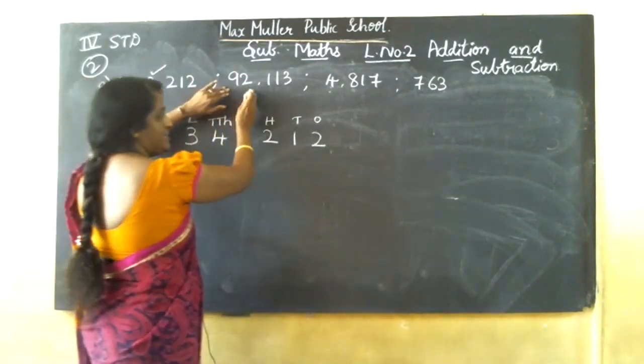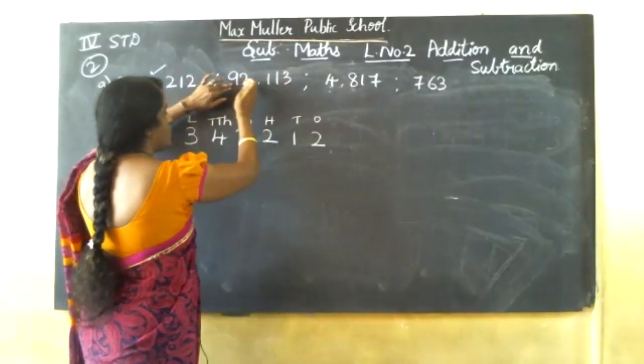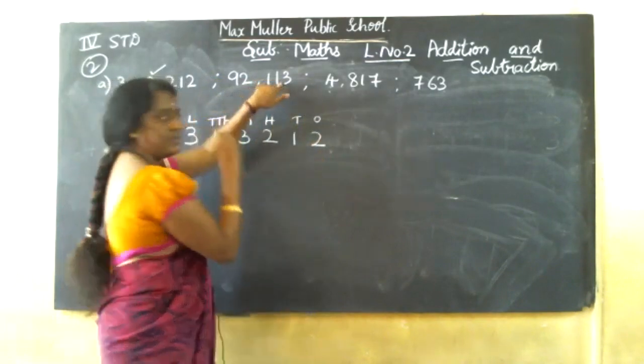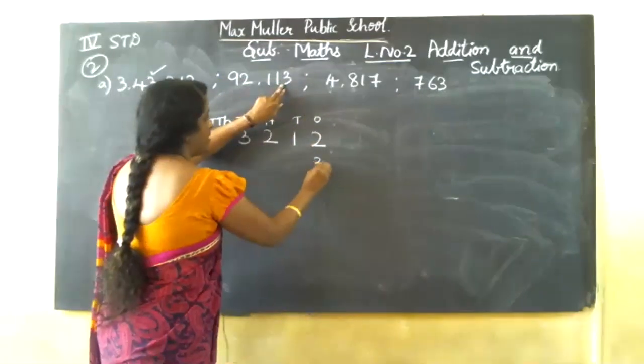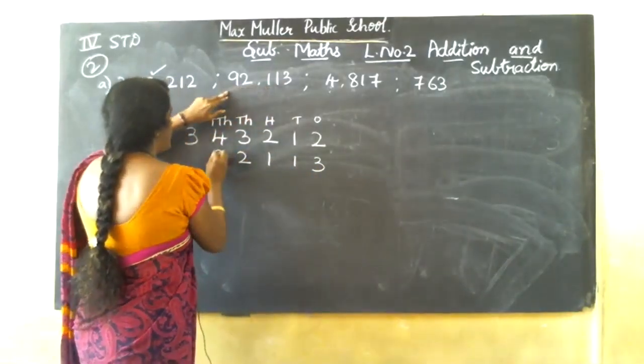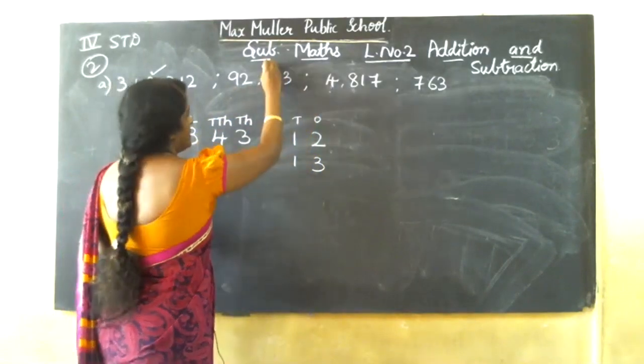So I'll copy the next number, 92,130. 92,000. So it is a 5-digit number. You should start from the right side number: 3, 1, 1, 2, 9. See how straight I have written. Next, this number we have finished.